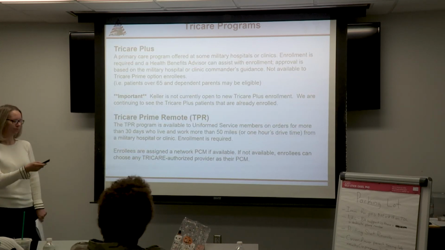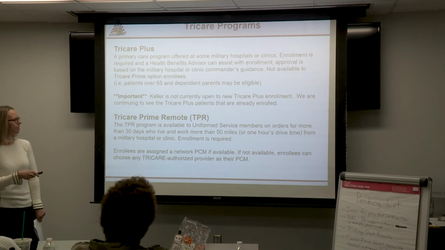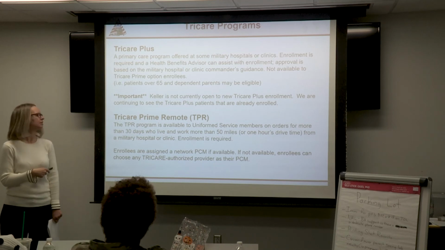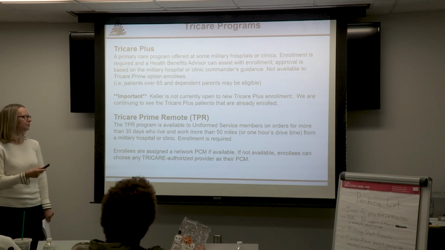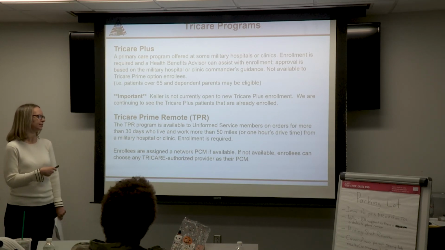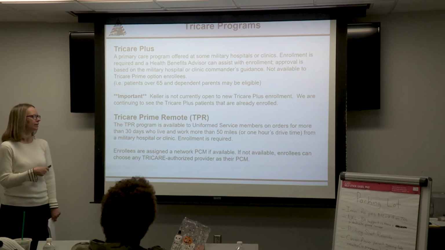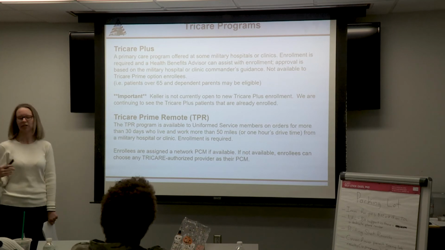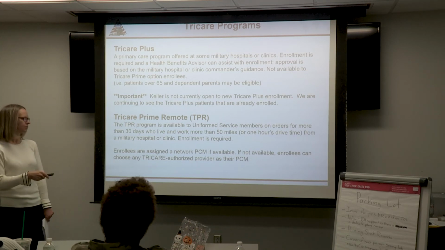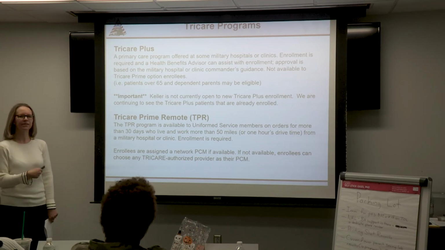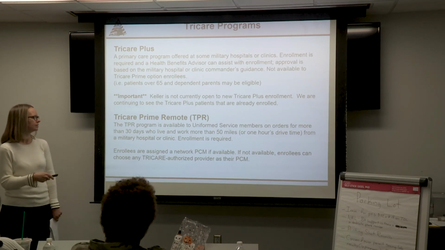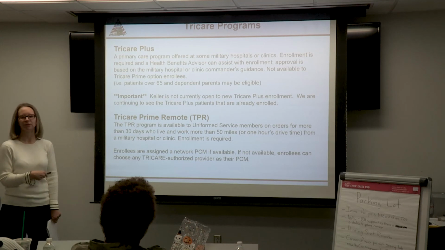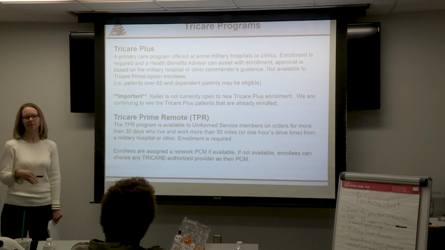So TRICARE Prime Remote is for uniformed service members on orders for more than 30 days that live or work more than 50 miles or 1 hour's drive time from the military treatment facility. So that's what we had talked about. You might have an active duty service member who's in TRICARE Prime Remote. Those individuals are assigned a network PCM if one is available, and if it's not available, they can choose from a TRICARE authorized provider. They have a PCM that's not here.